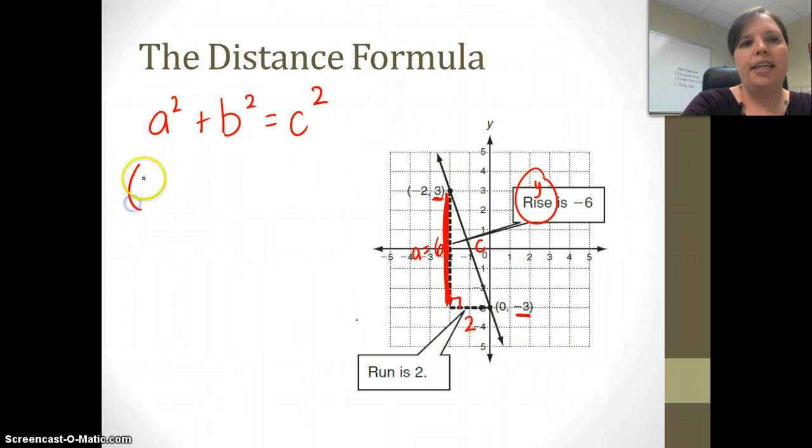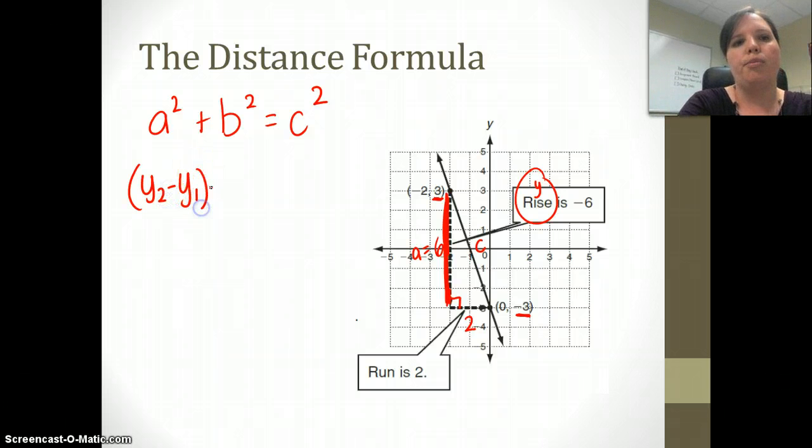You would be taking those 2 y coordinates, and this should look familiar from the slope formula as far as this notation. You take the y coordinate from the second point minus the y coordinate from the first point, and that's how you get the a value. How about the b value? If I say that b is 2 here, how did I get that run value? I do the same thing, but do it with the x coordinates.